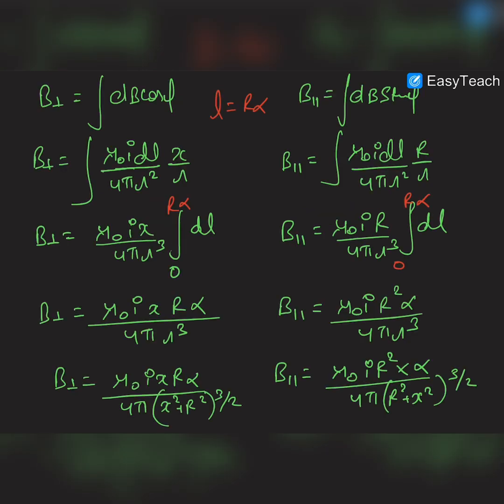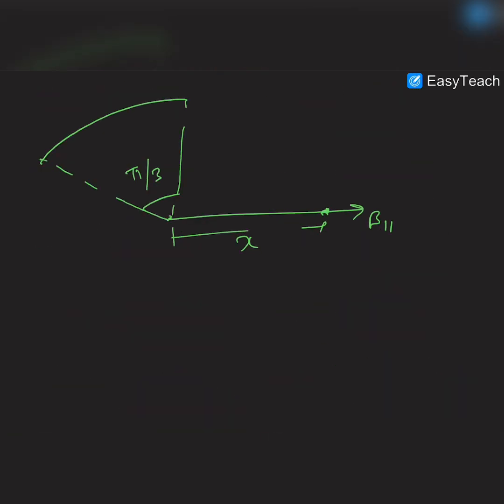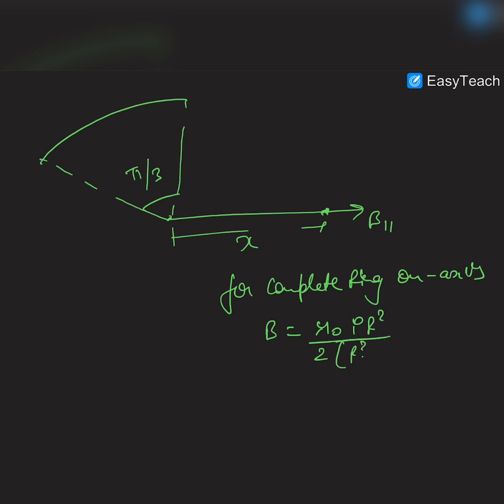If B perpendicular is asked, then we have to remember this formula, but if B parallel is asked, we should not remember this formula. What should we do? We remember the formula for the complete ring and use that analogy. We know that for a complete ring on the axis, B was mu naught I R square by 2 (R square plus x square) to the power 3 by 2. But by using the unitary method, we can find B parallel due to the arc.